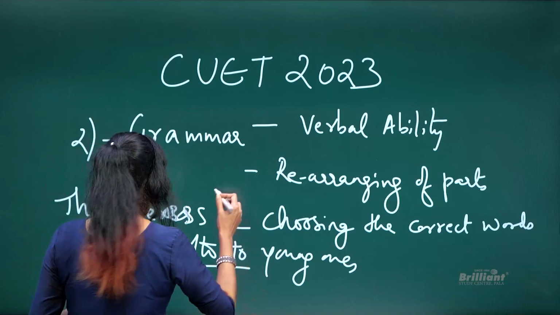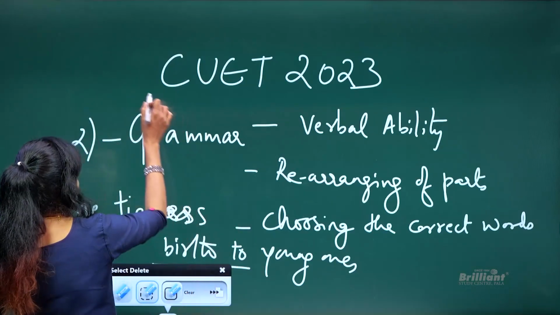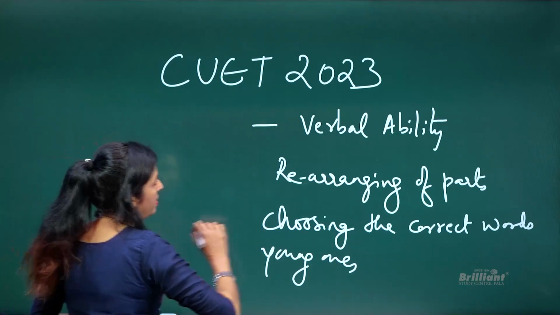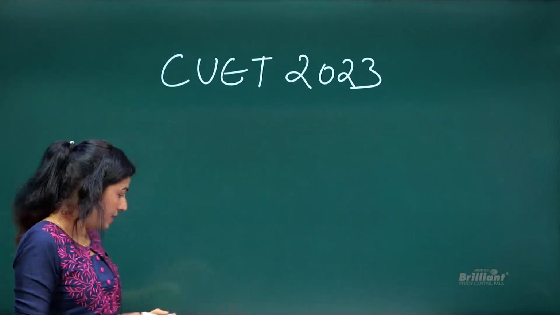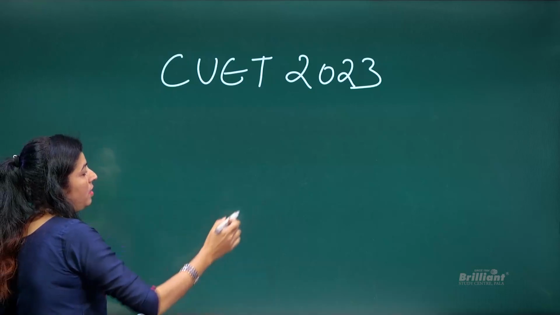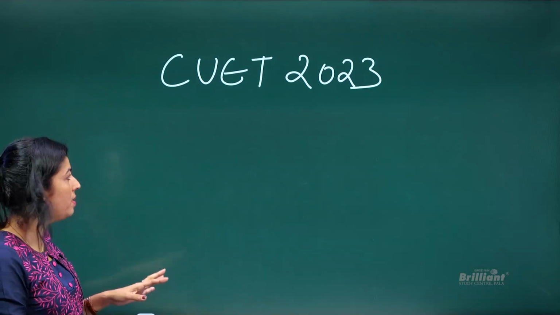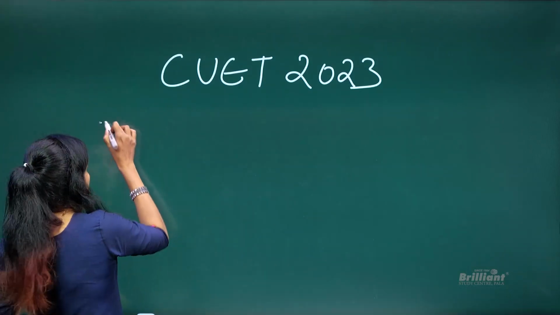Okay, now we have many more questions coming up. That means the third item. Okay, so the third item in the English syllabus is all based on vocabulary.